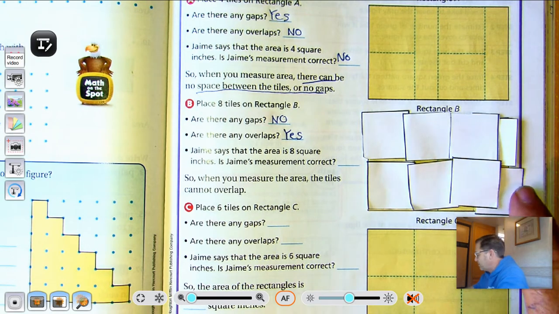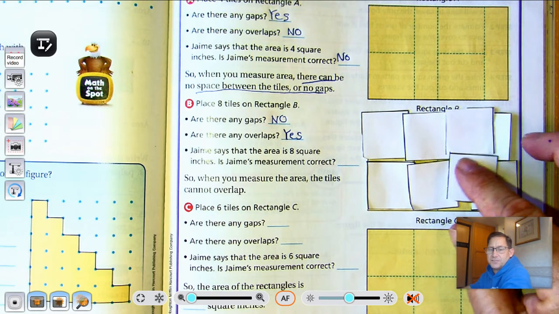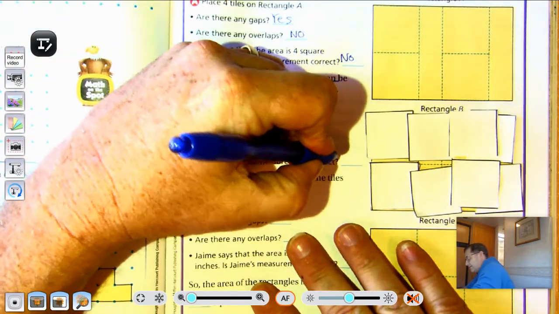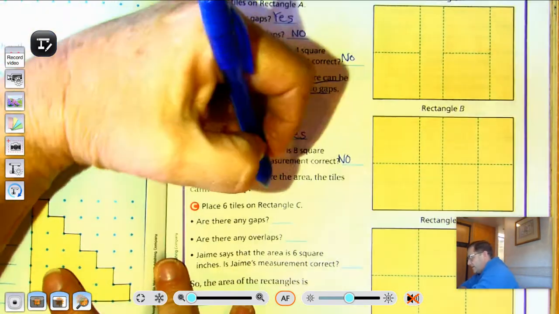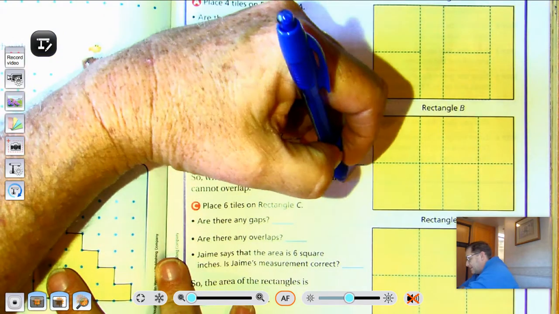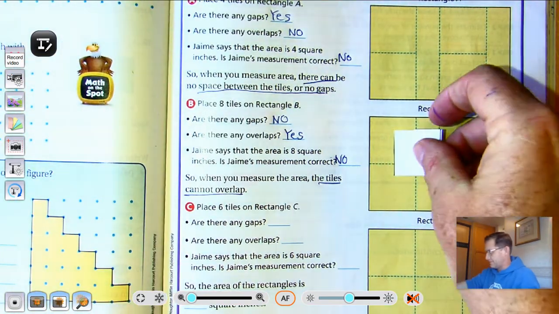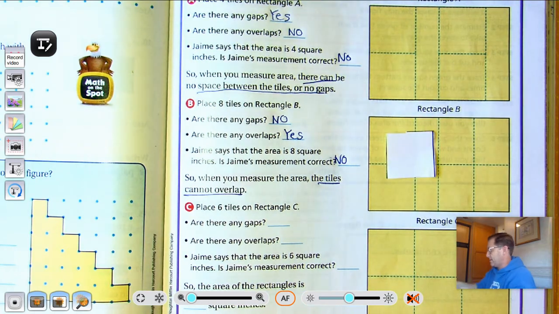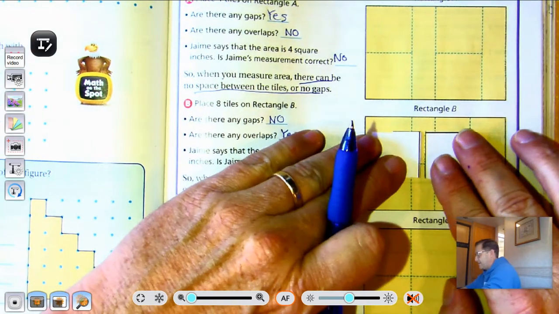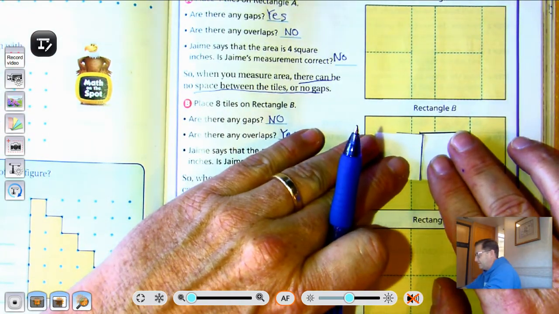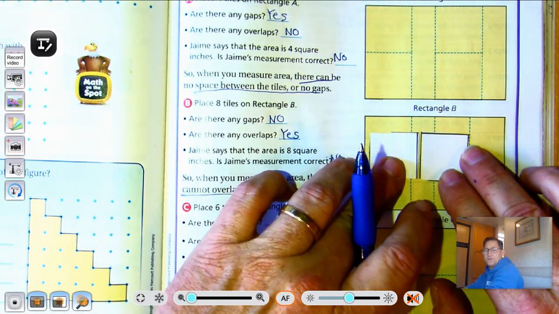No, she's got too much here, right? She's covering up other things that she shouldn't be. So no, she's not correct. So the next point that we need to know is that when you measure area, the tiles cannot overlap. So when we're counting, they can't sit on top of each other. Okay? They have to be no gaps and not overlapping. Okay? No gaps, no overlaps.